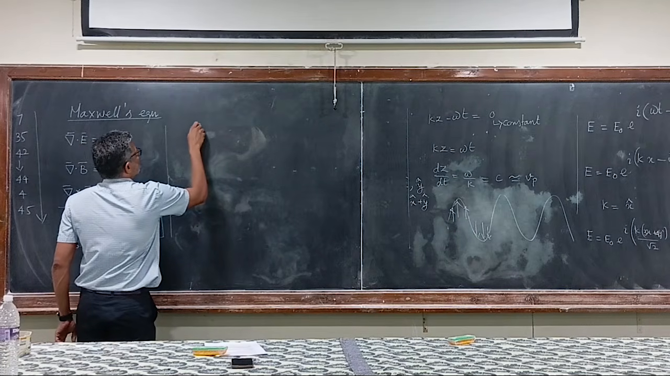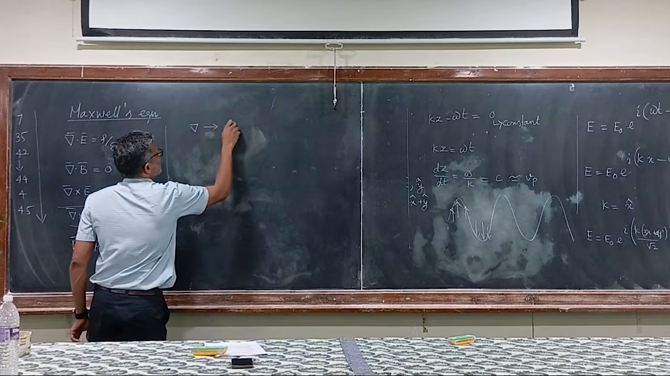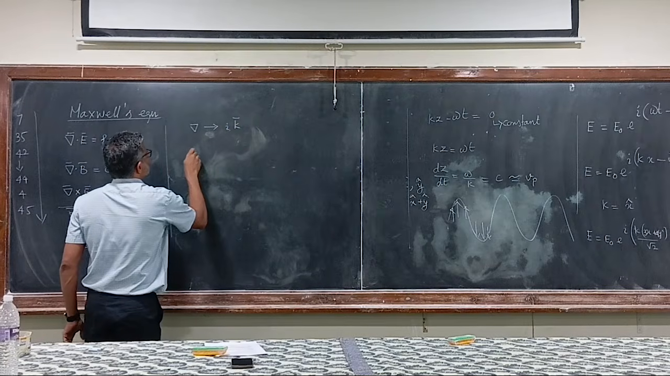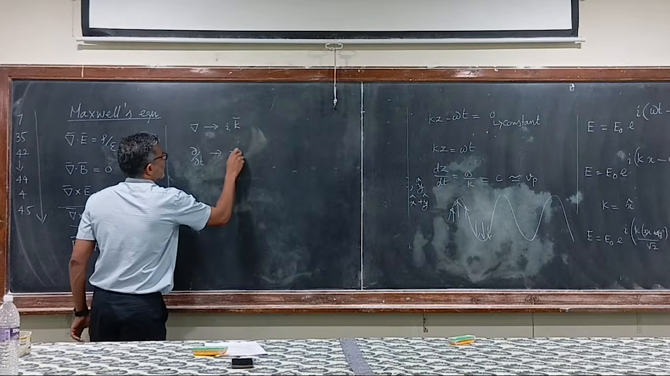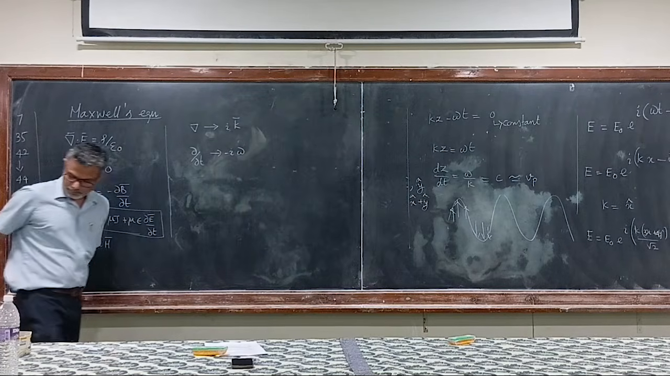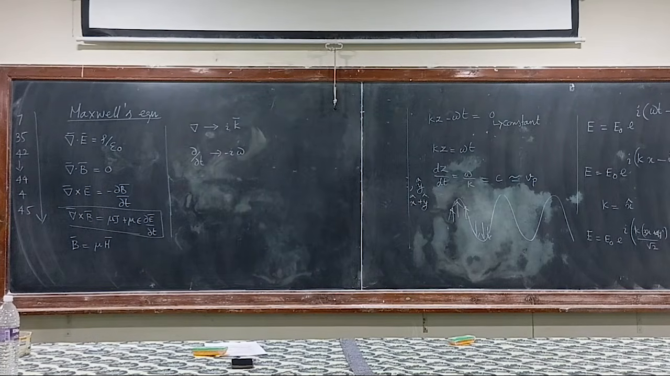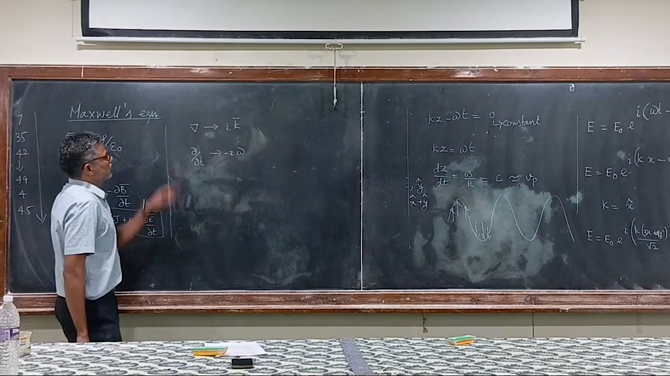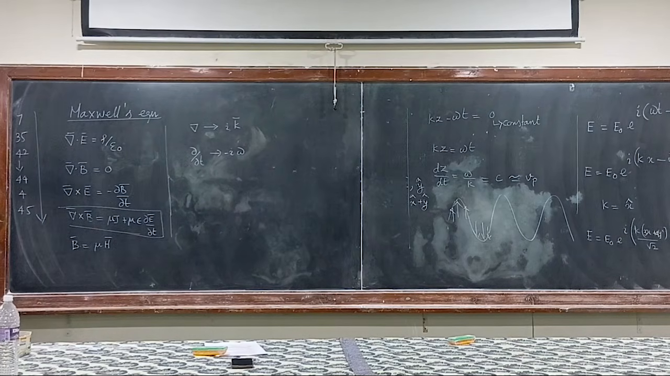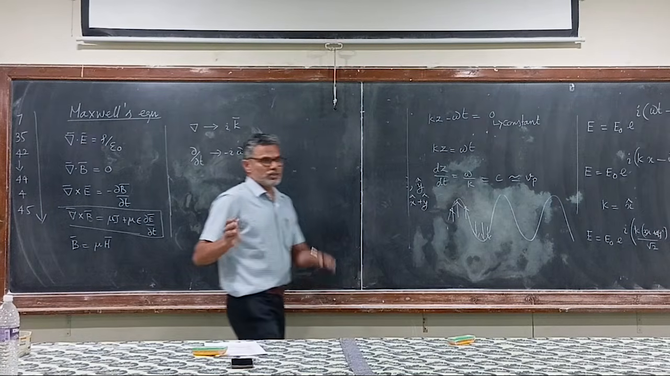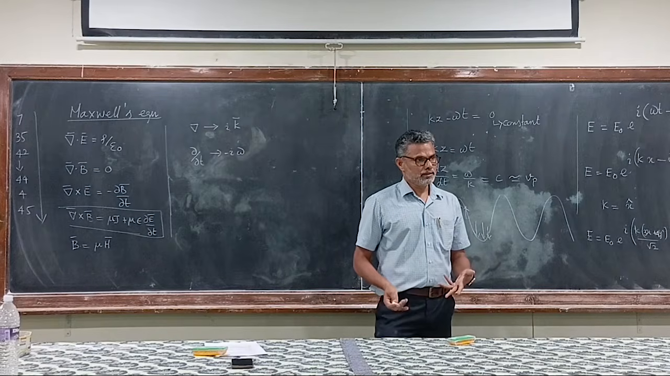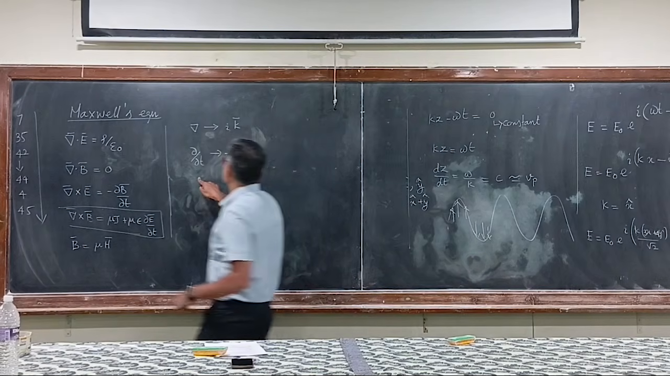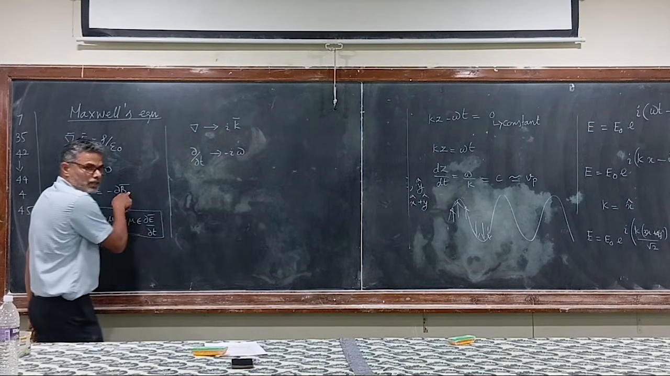So your del will become I times k vector, and partial with respect to time will become minus I omega. So dou by dou t becomes minus I omega, and your del operator will become I times k. So this is the conversion. If you want to know how it is coming, you can explain, because d by dt, your d is a time varying function.